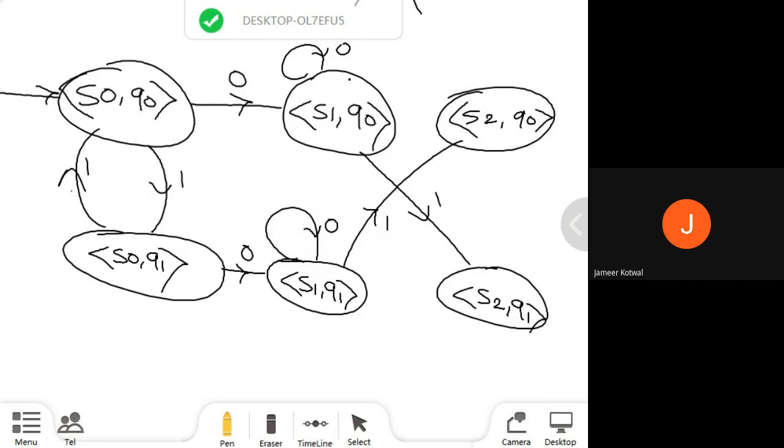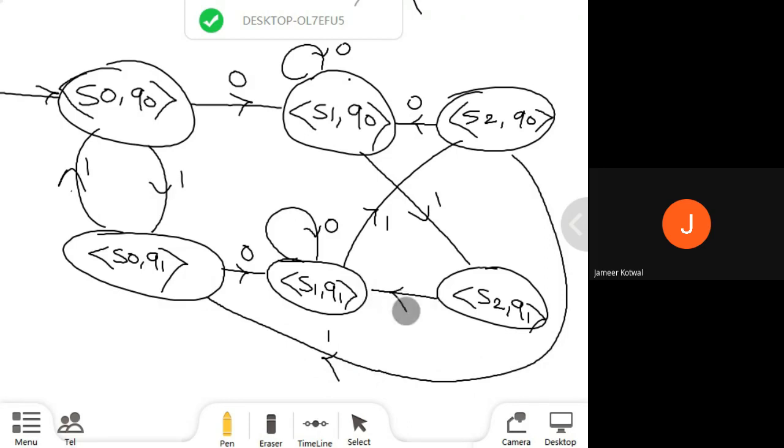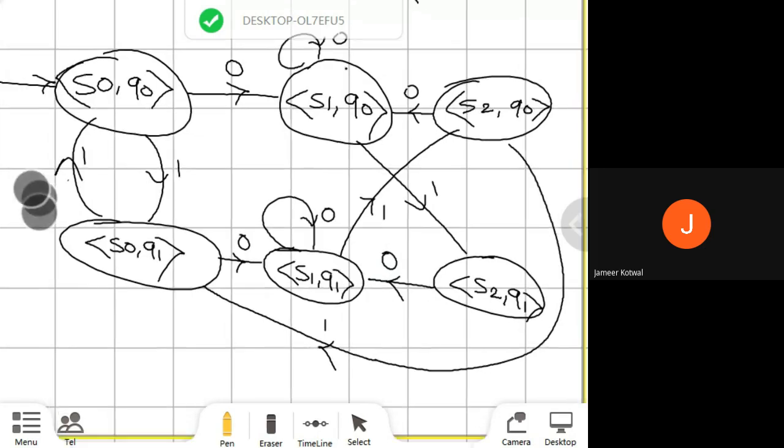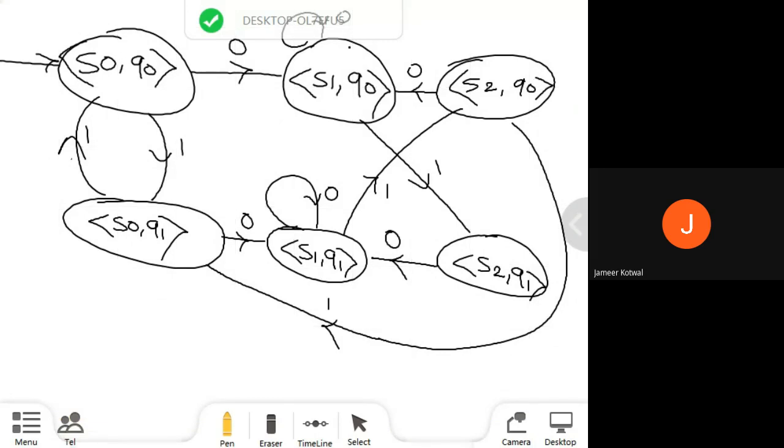आता S2 Q0 मध्ये जर मी 0 प्रोसेस केलं, so it comes to here, and when I process a 1, it reaches a state, this one, that is S0 Q1. सेम आता S2 Q1 घ्या. S2 Q1 मध्ये मी जर 0 प्रोसेस केलं तर तो S1 Q1 मध्ये जातो, आणि if I process a 1, तो कुठल्या स्टेट मध्ये जातो. S0 Q0.